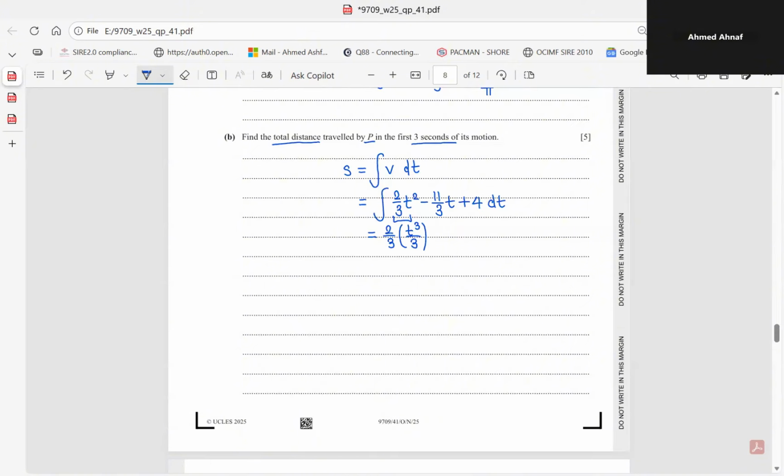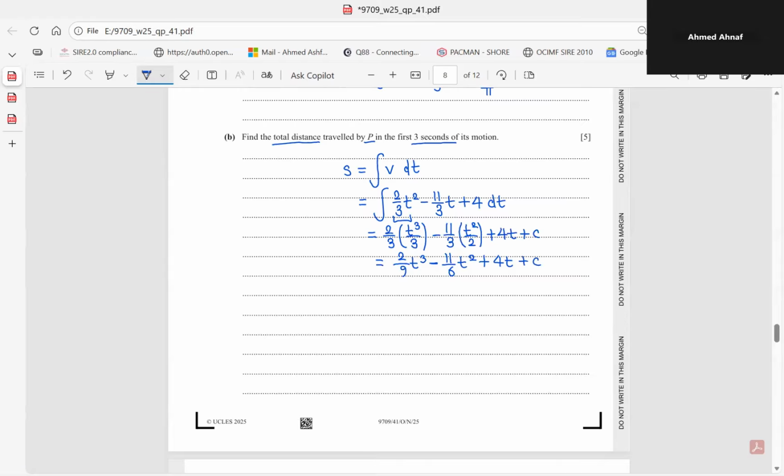Minus, again, ignore the 11 over 3 and you integrate just t only. Then you would get t squared over 2 plus 4, just add the t plus c. And you get 2 over 9 t cubed minus 11 over 6 t squared plus 4t plus c. So this is the expression for S.